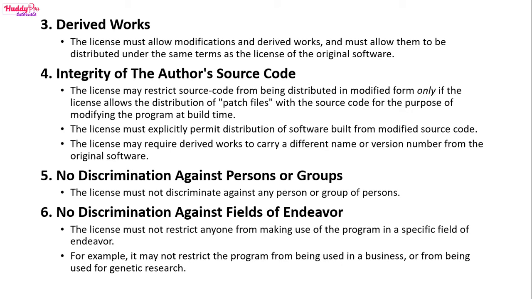So what does this mean? The license must explicitly permit distribution of software built from the modified source code. Okay. And the license may require the derived works to carry a different name or version number from the original software, but the author's source code has also to be taken note of his integrity.